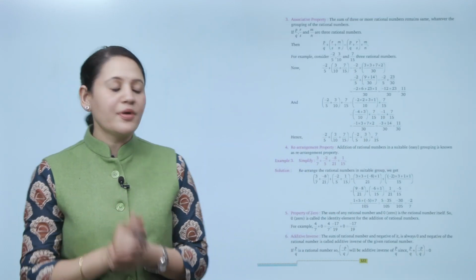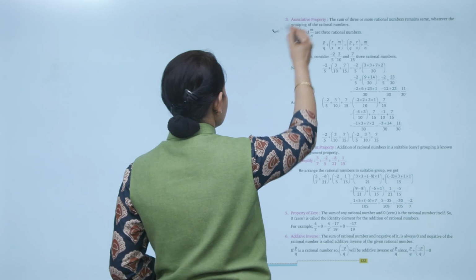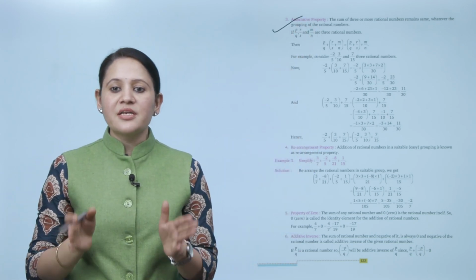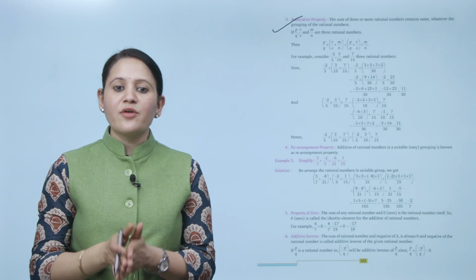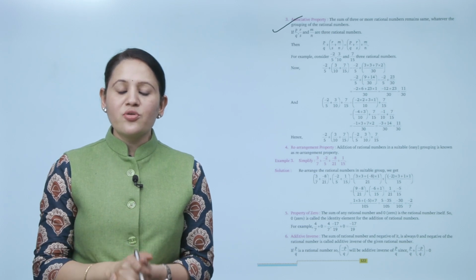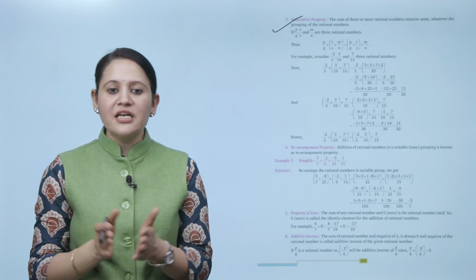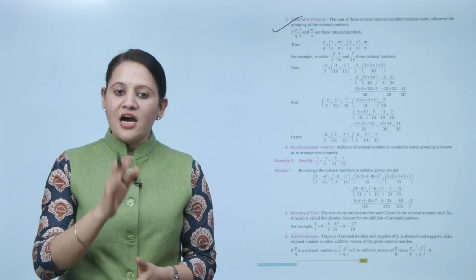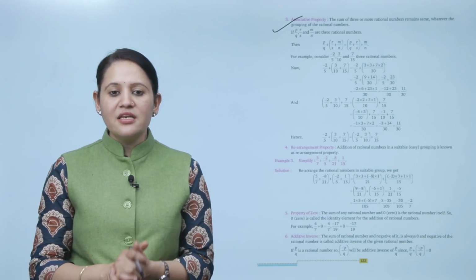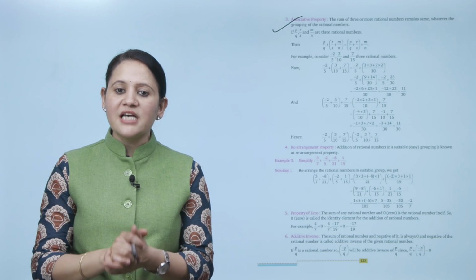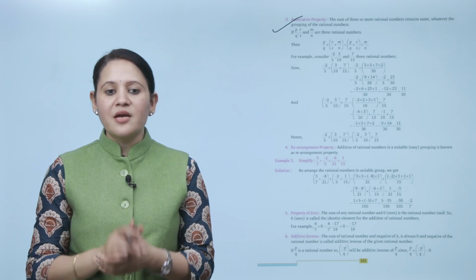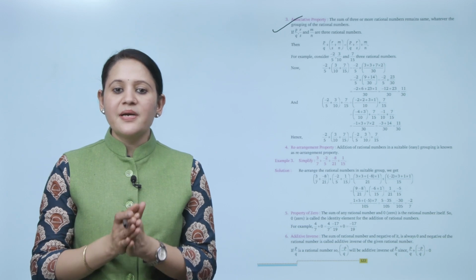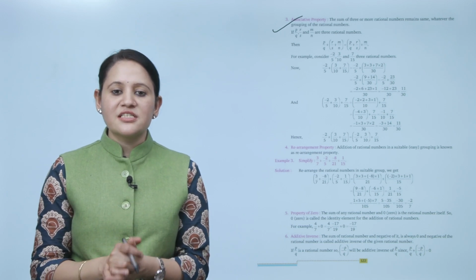Next is the associative property. The sum of three or more rational numbers remains the same whatever the grouping of the rational numbers. If p upon q, r upon s and m upon n are three rational numbers, then p upon q plus r upon s plus m upon n is equal to p upon q plus r upon s plus m upon n, with the grouping changed. For example, consider minus 2 by 5, 3 by 10 and 7 upon 15 as three rational numbers.